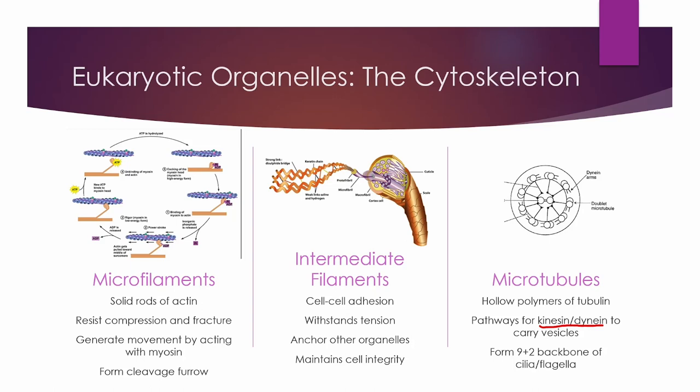Now lastly, intermediate filaments. These are a diverse group of proteins, which include keratin, desmin, filamentin, and lamins. They're involved in cell-to-cell adhesion and maintain the overall integrity of the cytoskeleton. Because of this, they are known to withstand an intense amount of tension. As a result, they increase the rigidity of the cell.